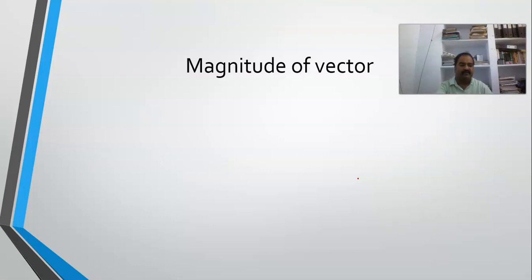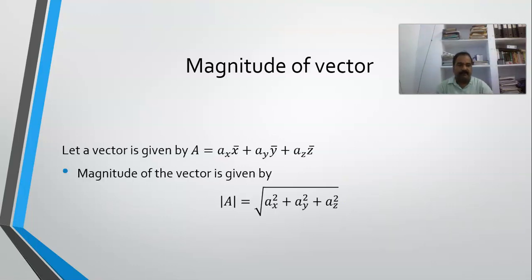Now, magnitude of a vector. Magnitude of a vector is very simple to determine. Now let us suppose A is a vector, given by this equation, and the magnitude of this vector A is represented as A bar. The magnitude of the vector A is represented in this fashion, and it is the square root of Ax square plus Ay square plus Az square.